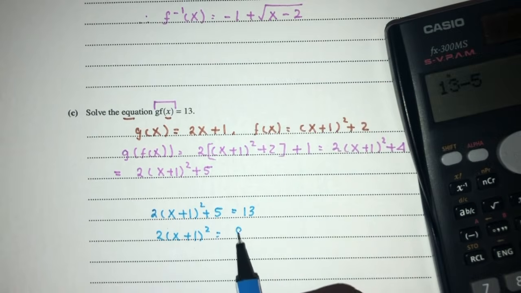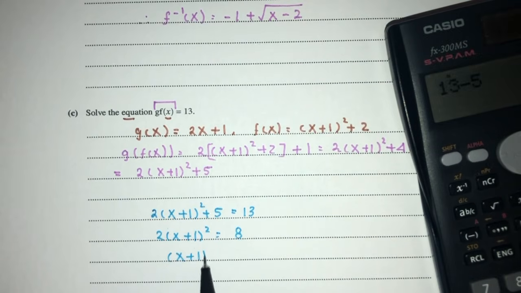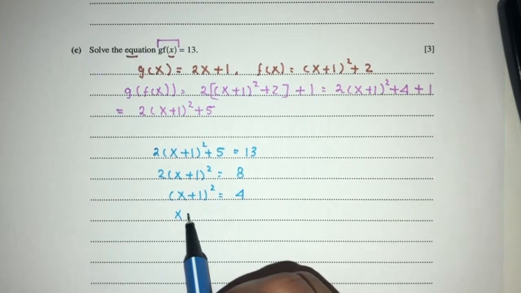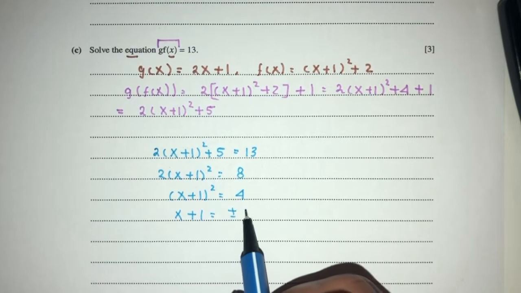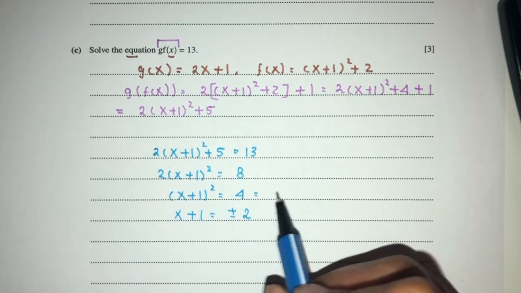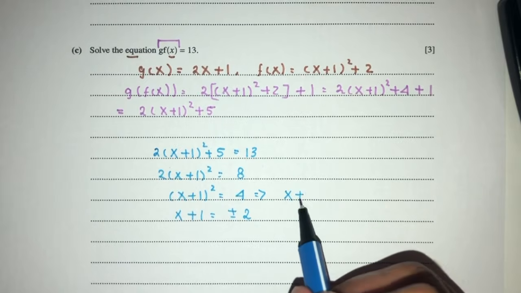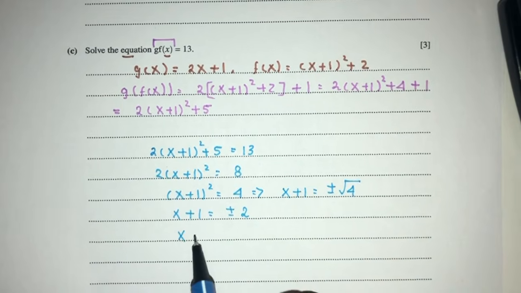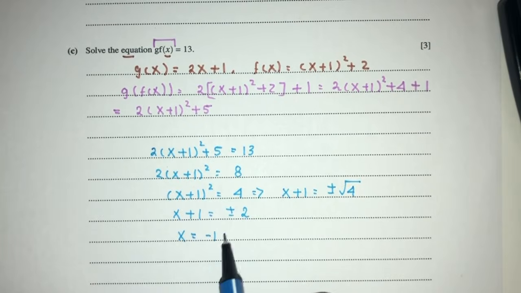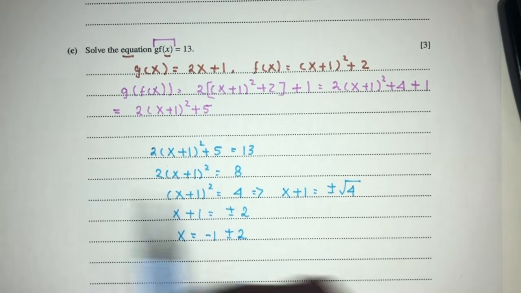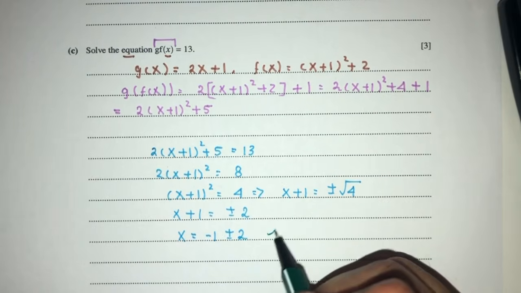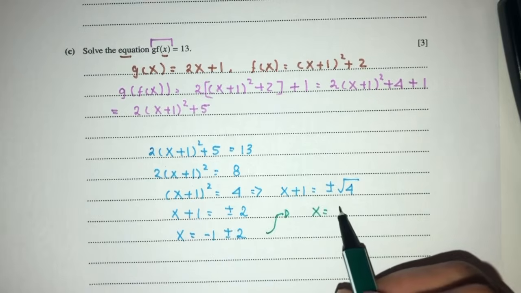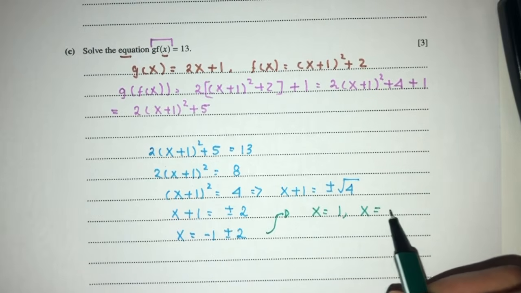That will be 8. And (x plus 1) squared will be the value of 4. Now, pretty easy. X plus 1 has to be plus or minus 2, because, as we know, x plus 1 has to be plus or minus root of 4. So x has to be minus 1 plus or minus 2. From this, we can conclude that x has to be minus 1 plus 2, which is 1, or x has to be minus 3.